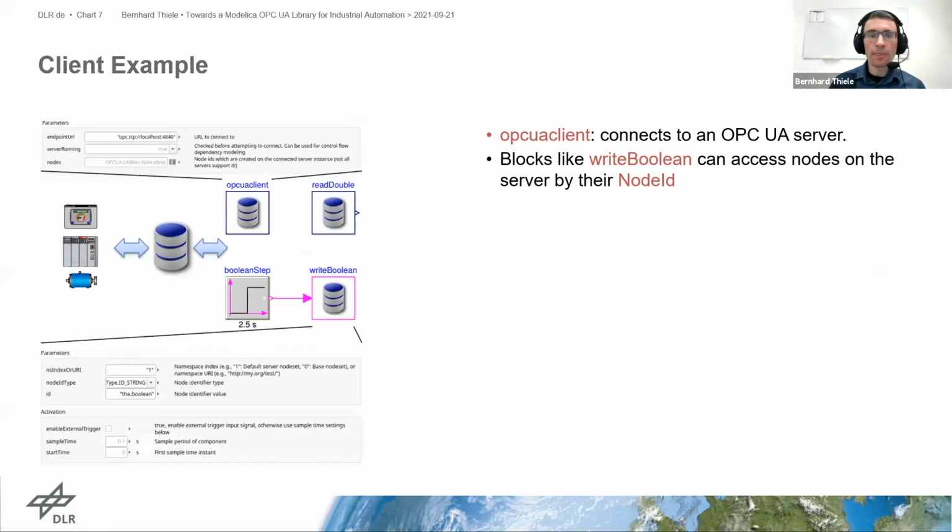Okay. Now the client blocks were quite similar. The client needs to connect to a server, and for that it has an endpoint URL as a parameter, which specifies which protocol is used, where the server is, and at which port the server is listening. Since the rest is quite similar, I skip it because we do not have much time.